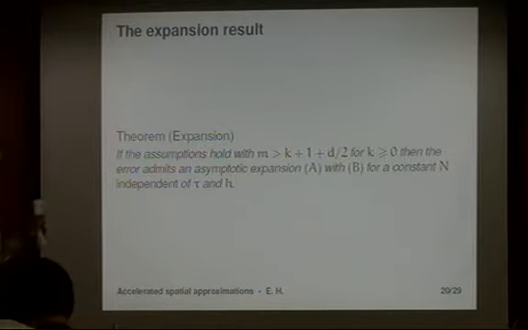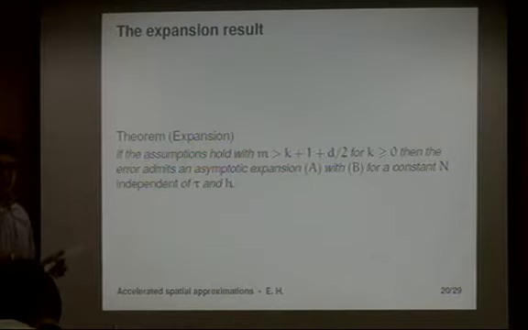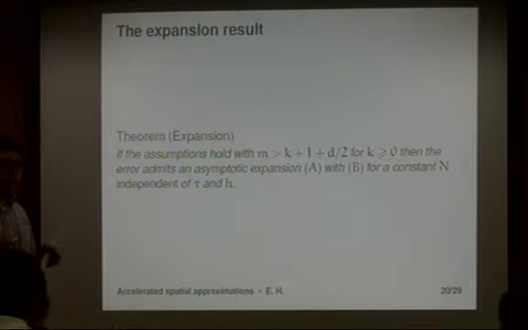And the bound on the error term holds with a constant n that's independent of tau and h. So this was exactly the situation that we wanted to be in, to be able to find the correct mixtures, the correct weighted averages, and accelerate.